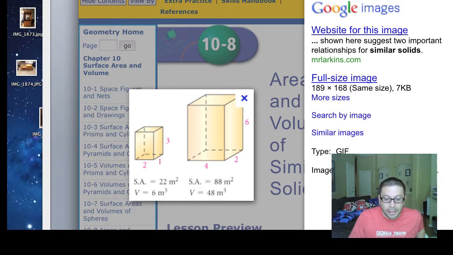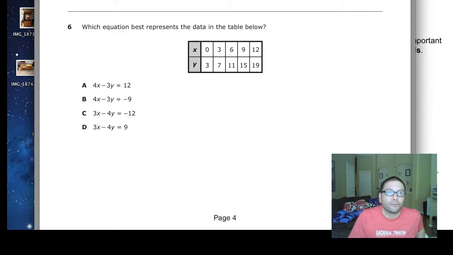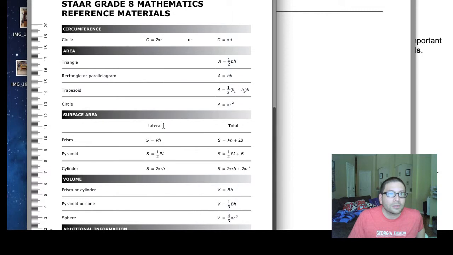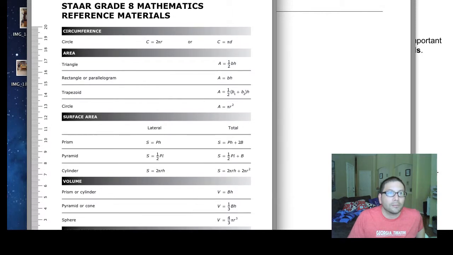We also want to look at how the formulas for perimeter, area, and volume, where they come from. So for instance, if we look at the formula chart that we have for the STAAR, we have several formulas here that sometimes we just don't know where they come from. For instance, the surface area for a prism is equal to Ph plus 2B. Well, what the heck is P and what the heck is B? Where do those things come from?